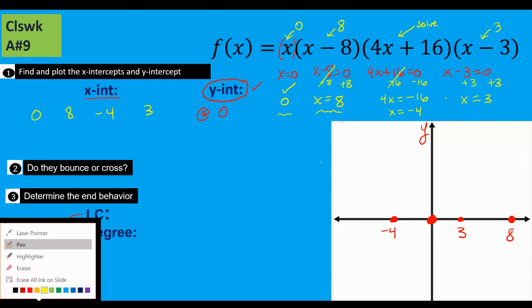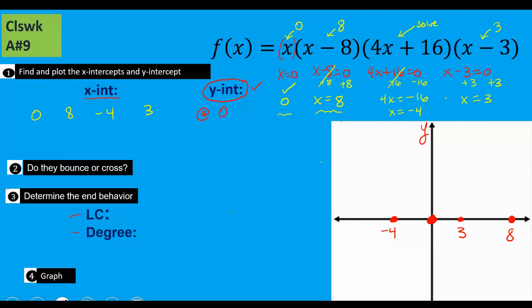Okay, do they bounce or cross? A graph would bounce if anywhere you have a square or an x squared. If you had something like, I'm just making it up, x plus 10 squared or x squared, if you have the exponent, then you have a bounce. And what that means is your graph would come up and hit the x-axis and then come back down instead of going all the way through, or maybe it bounces right here, right?